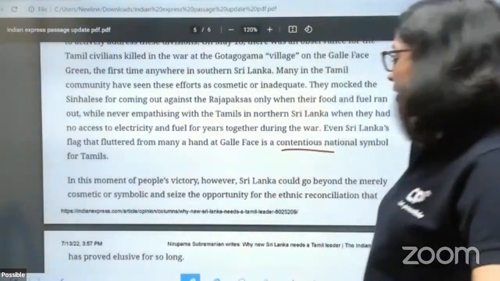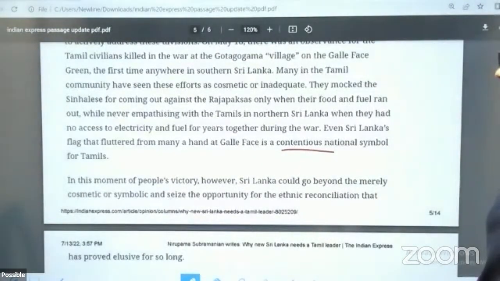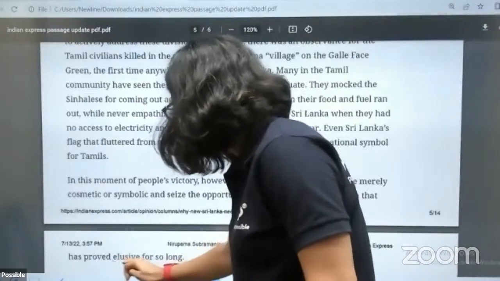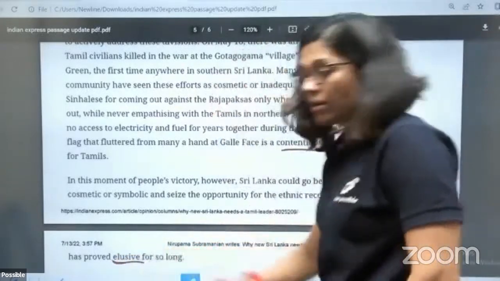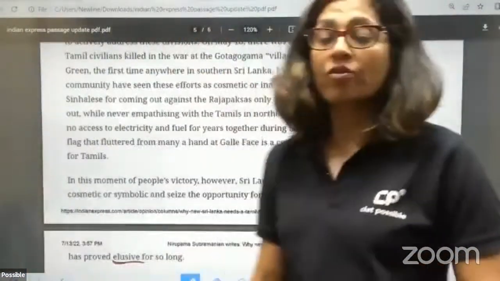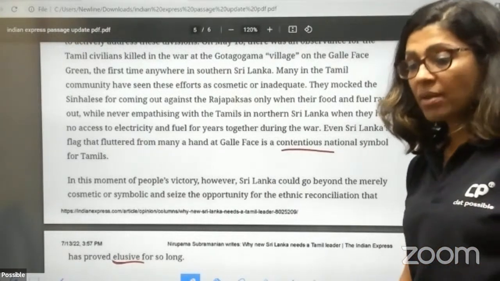What is the meaning of the word contentious here? Can you give me the meaning of the word contentious? Let's do some word meanings. Contentious. And the other meaning that we want here is elusive. Elusive, contentious. Very good, Vaibhav Chaudhary. Contentious means controversial. What is the meaning of elusive?